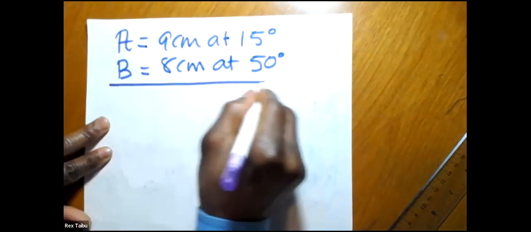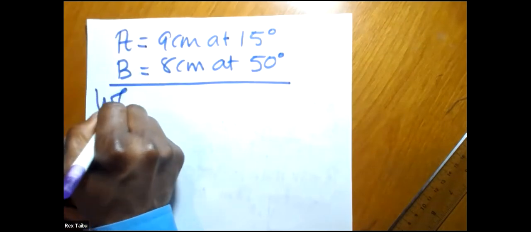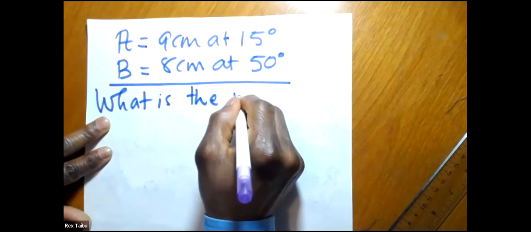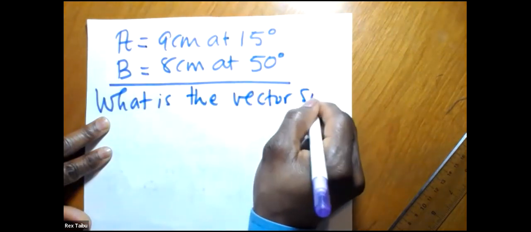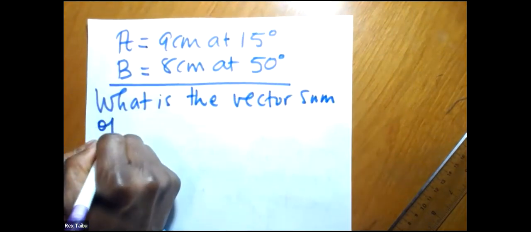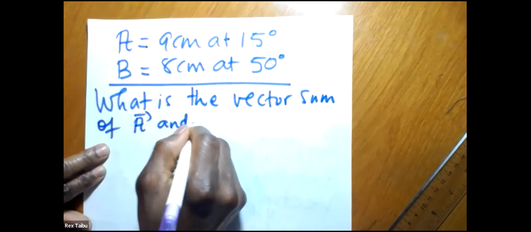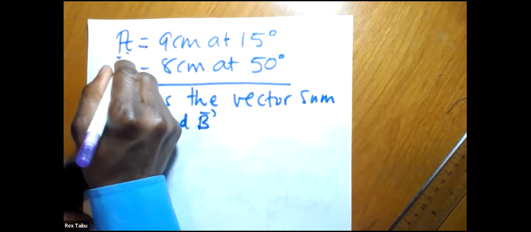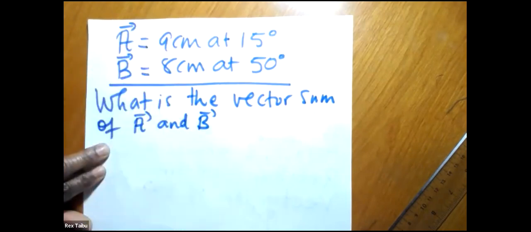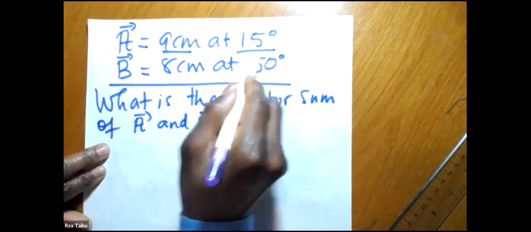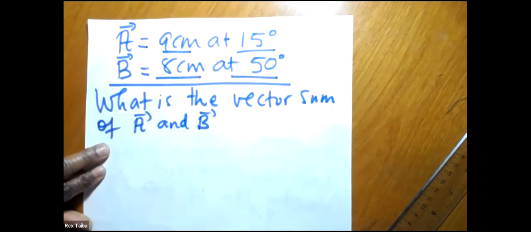We are looking for the vector sum of the two. So what is the vector sum of vector A and vector B? We usually put these arrows to show that they are vectors. They have magnitude and direction.